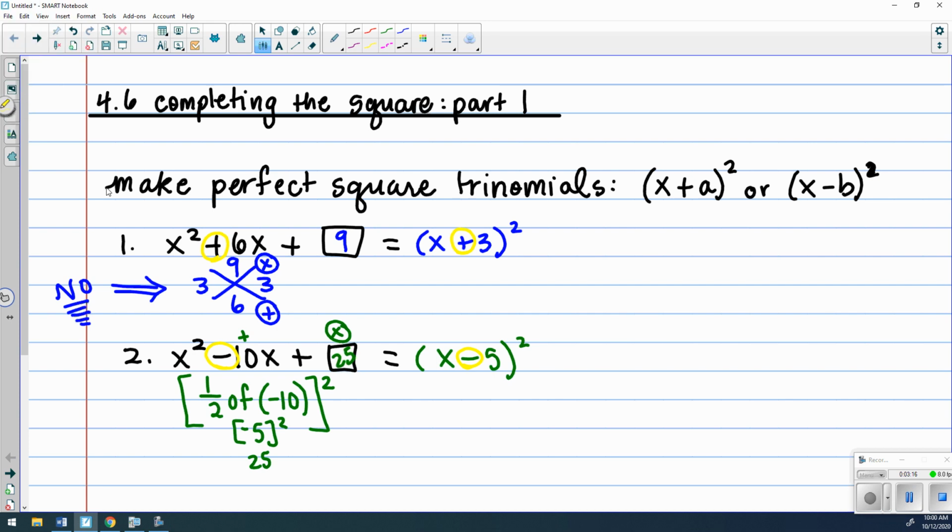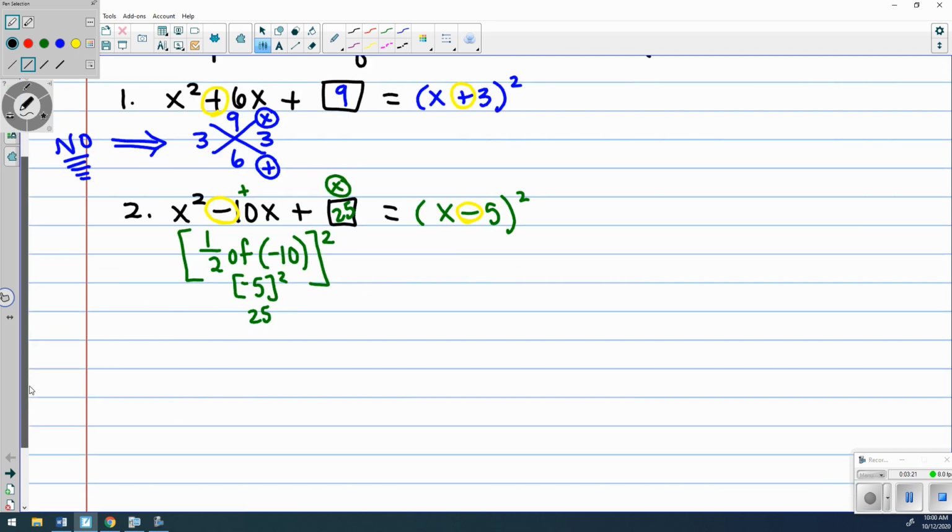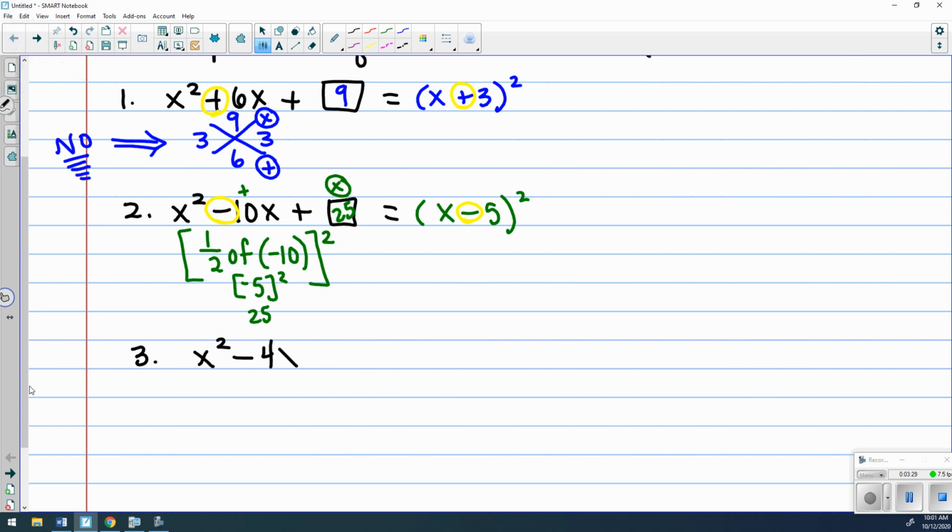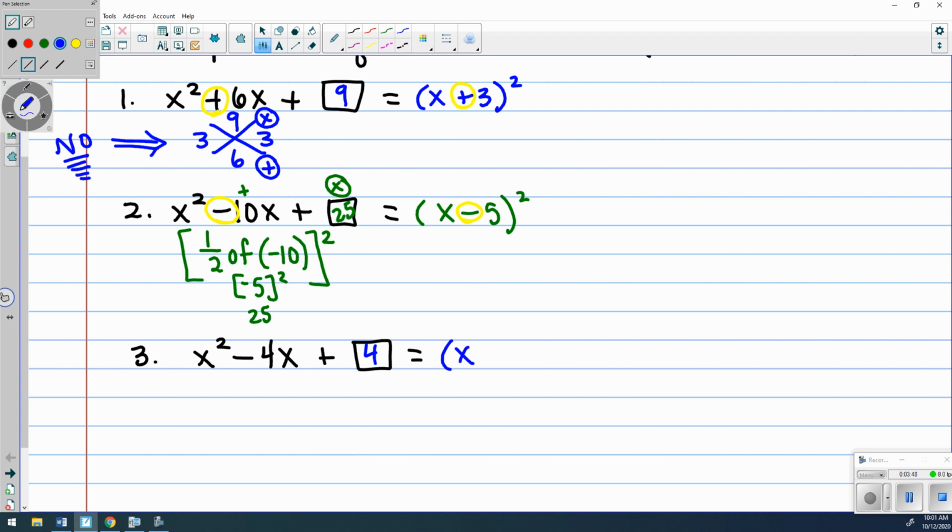All right, let's try another one. This one I'm really going to encourage you to try on your own. How about x squared minus 4x plus something? Can you complete the square? And can you write it in factored form? Take a minute. Did you come up with 4, and then this becomes x minus 2 quantity squared?